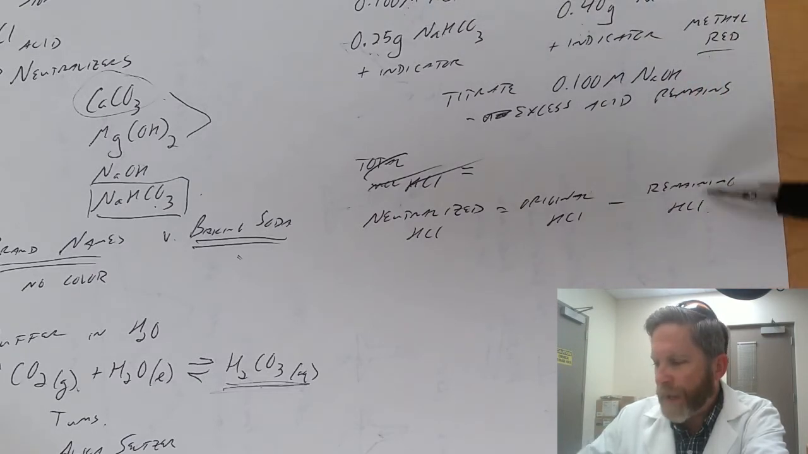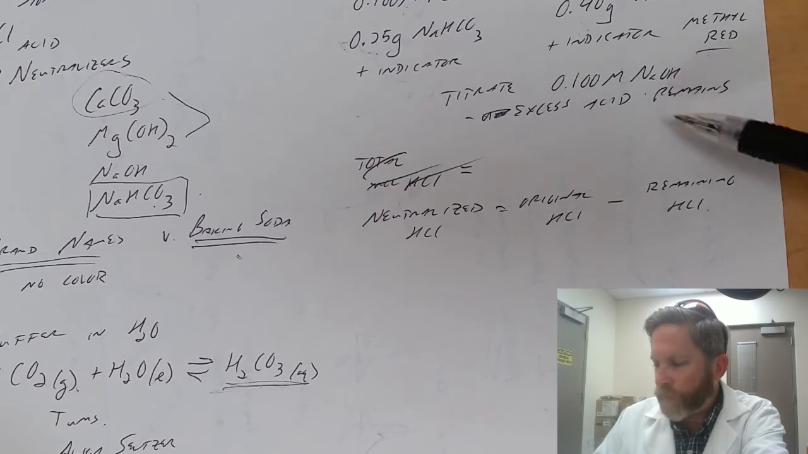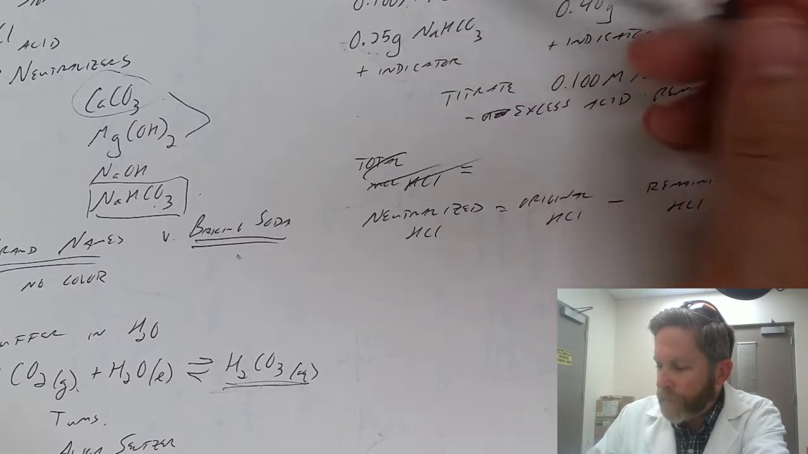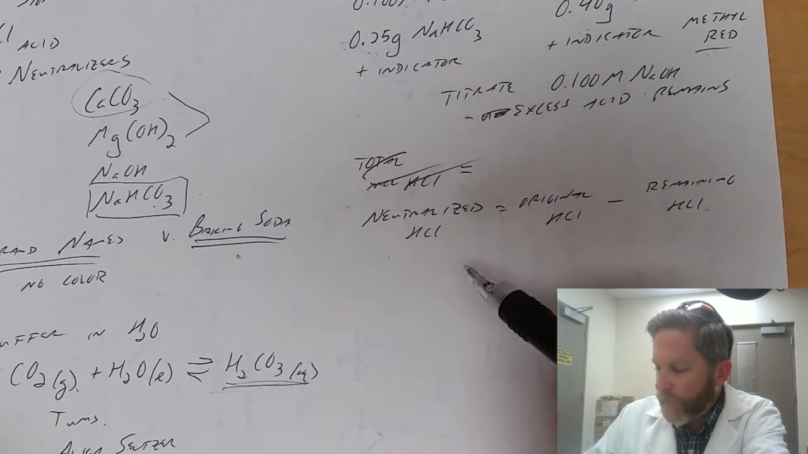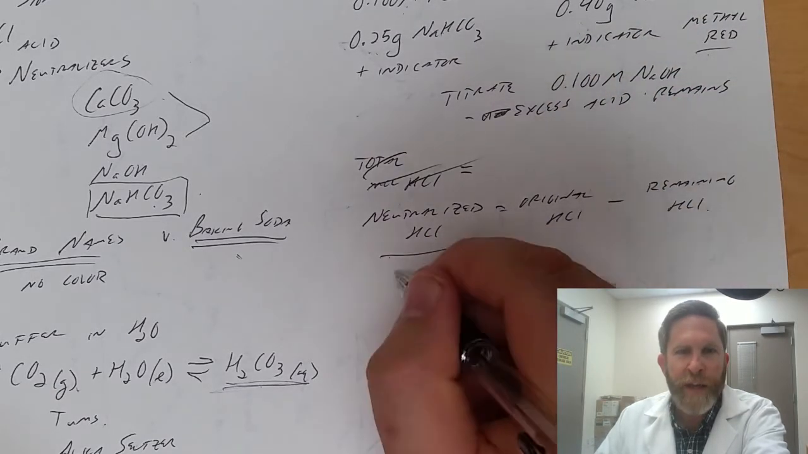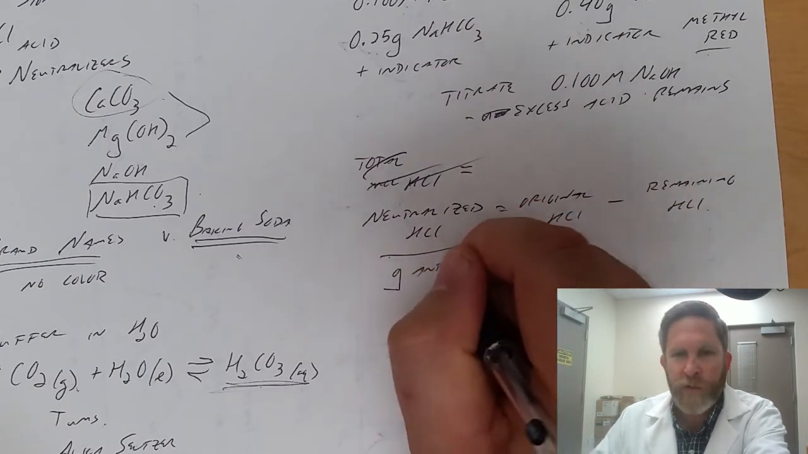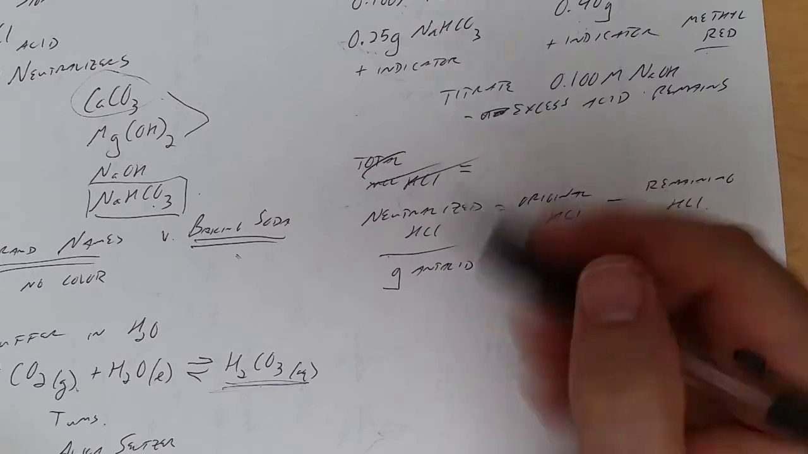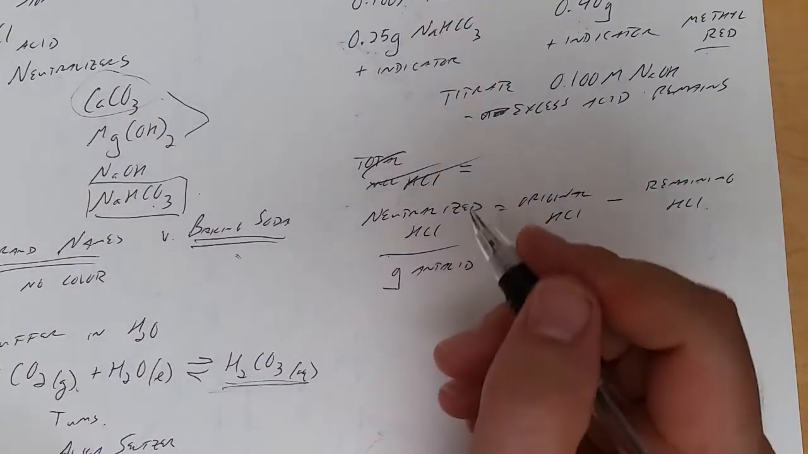And we're going to calculate how much remains by a titration. So subtract the amount that was remaining from the amount that we know we started with and that will give us how much was neutralized. Then you put that over how many grams of antacid, and that will give you the neutralization capacity per gram, and you can compare those to one another. Okay?